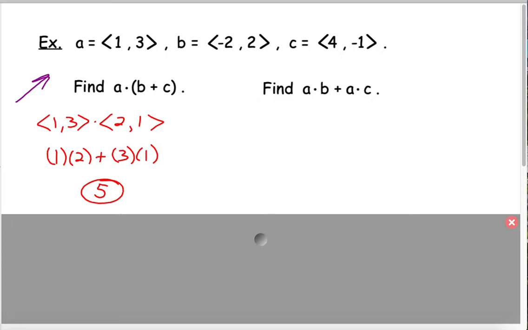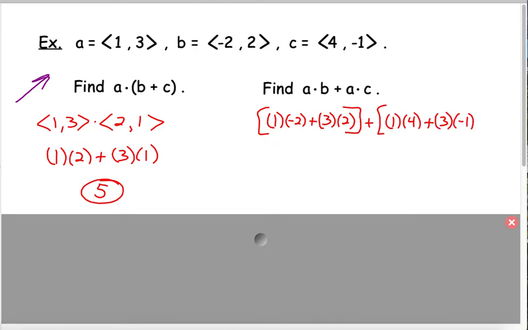Okay, let's do this other calculation. Let's do the dot product of A and B. Well, that's going to be 1 times negative 2, those are the x components, plus 3 times 2, those are the y components. All right, so that's A dot B. And now let's do A dot C. That's 1 times 4. And then the y components, 3 and negative 1. Multiply those together. And what are we going to get? Negative 2 plus 6, we're going to get a 4. And here we'll get 4 minus 3 is 1. And lo and behold, we get the same answer.